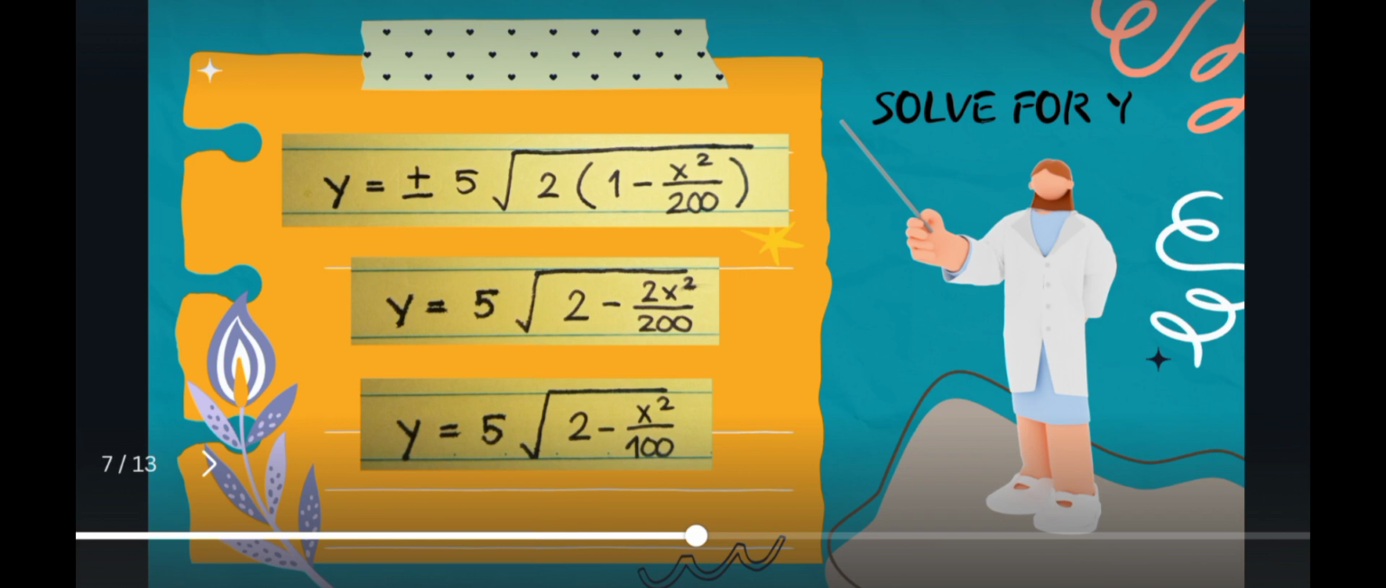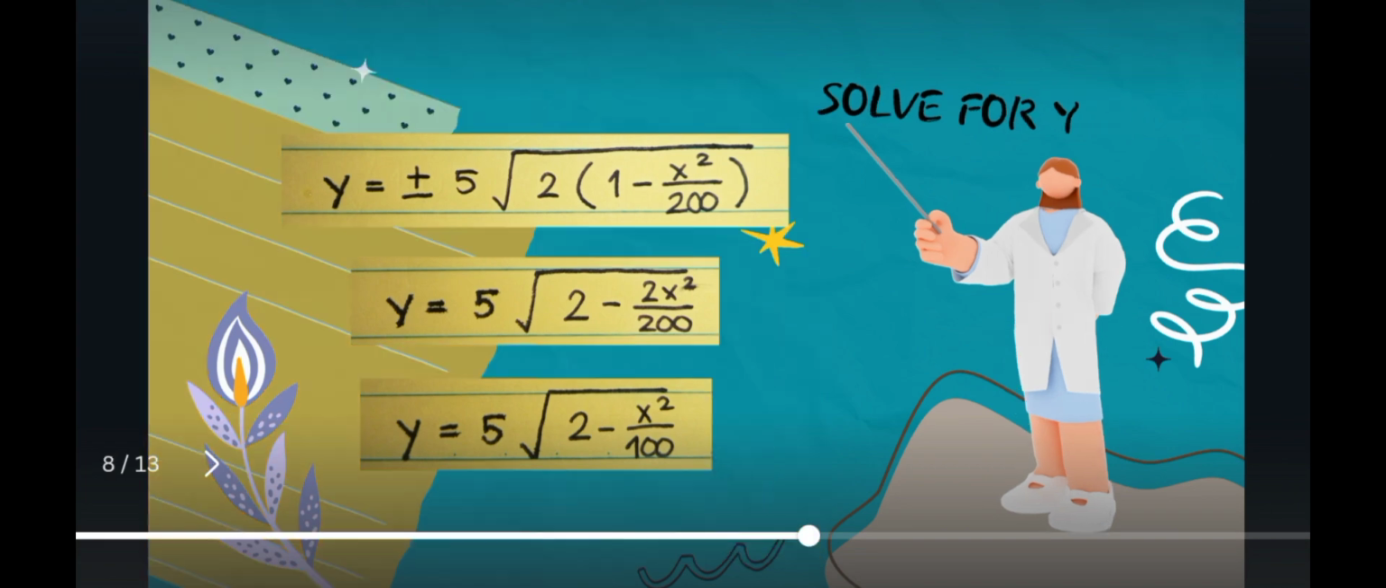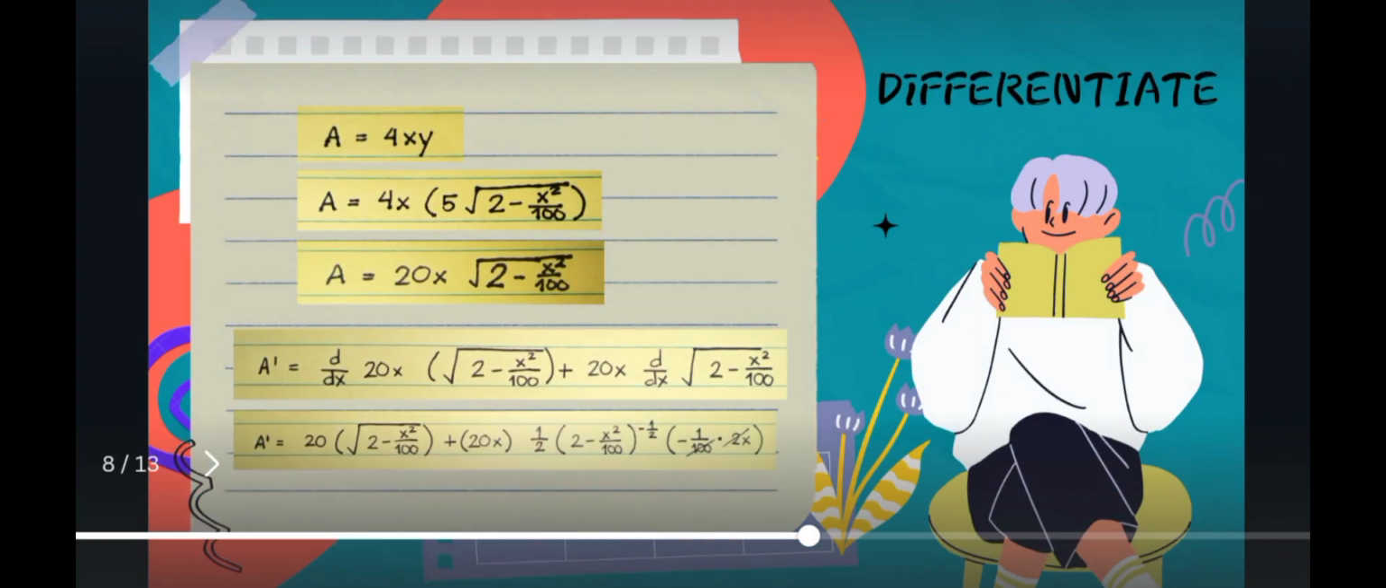Now that we have the value of y in terms of x, we will go back to the formula and substitute y. So A is equal to 4xy will become A is equal to 4x times 5 square root of 2 minus x squared over 100, or simply A is equal to 20x square root of 2 minus x squared over 100. After that, we can now proceed to differentiating the final equation. The rule that we need to use is the product rule, which is the first term times the derivative of the second term plus the second term times the derivative of the first term.